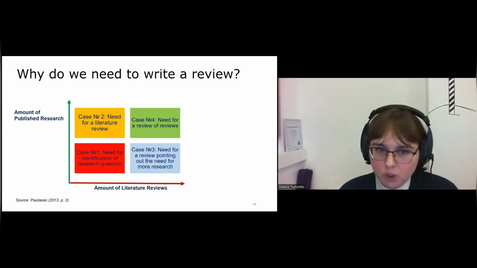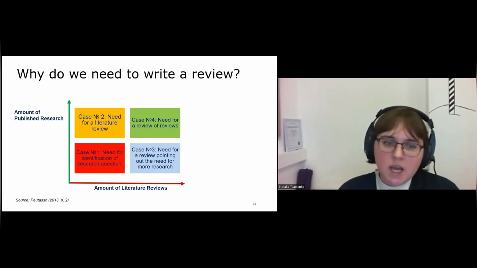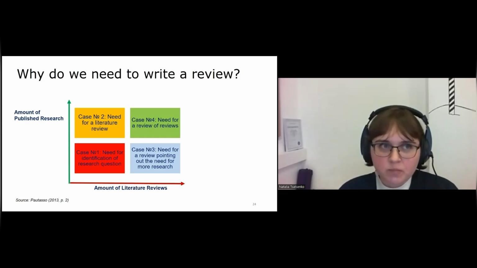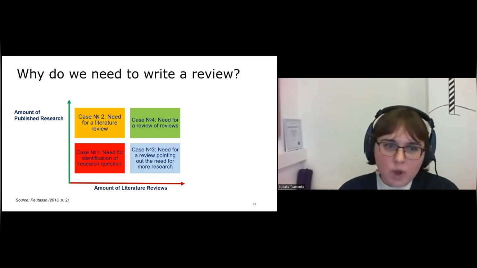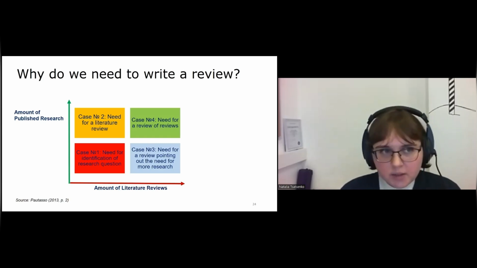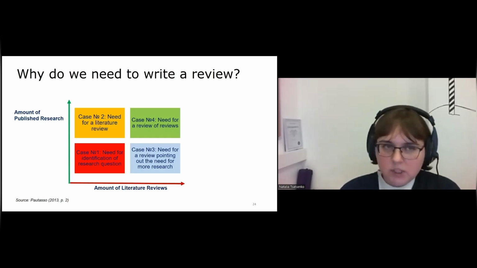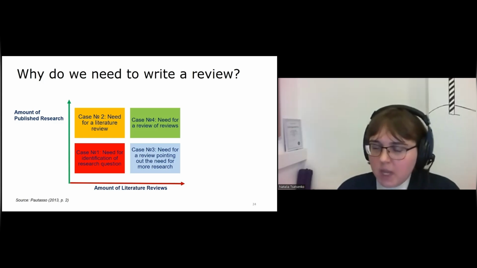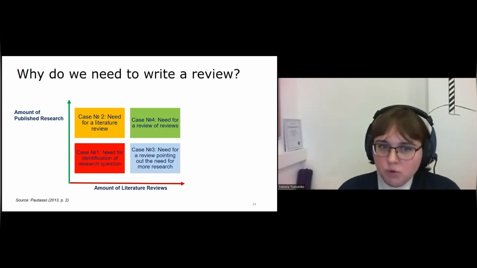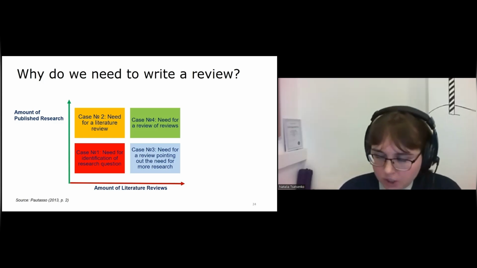And we have four situations. In the first case, they are more or less a similar amount, and we think about identifying the problem on a particular topic. If we see that the amount of research papers is growing significantly, we need to analyze what has been done. This is situation number two. We need a literature review. This is the time to write a literature review.